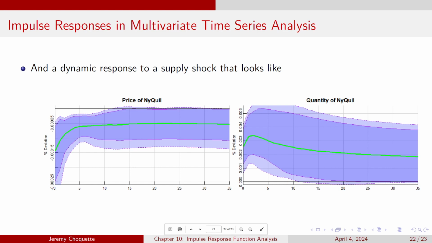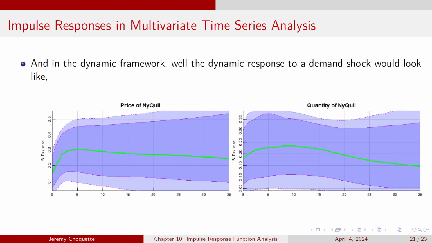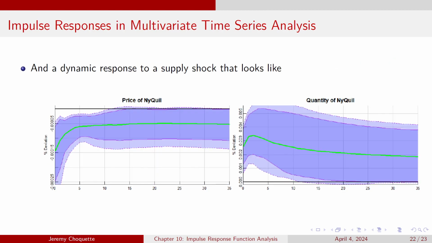And this would be indicative of a supply shock. Why? The price goes down, the quantity or the output goes up. So if price and output move in the same direction, demand shock. If they move in opposite directions, supply shock.